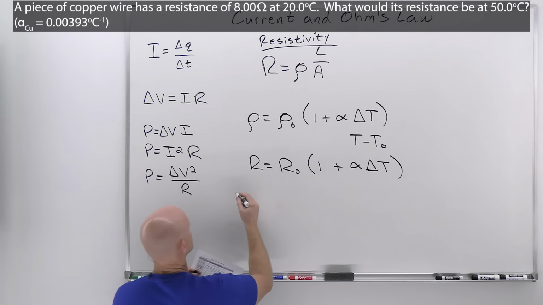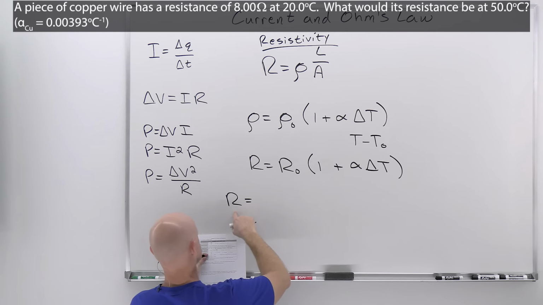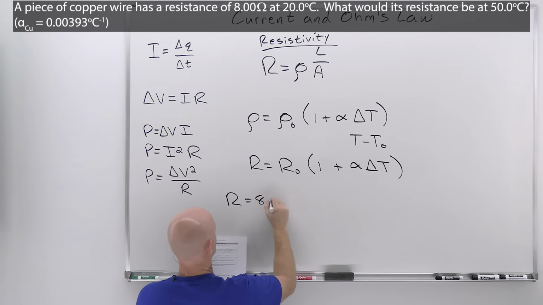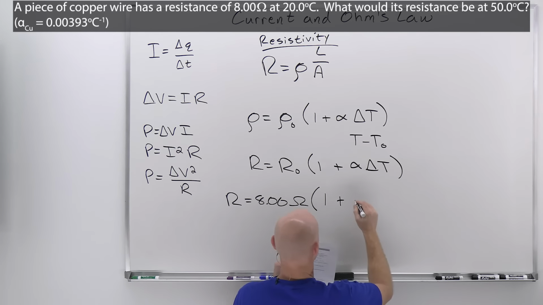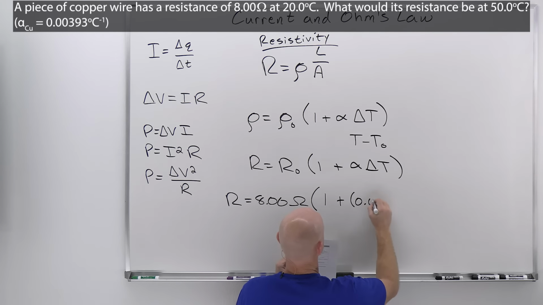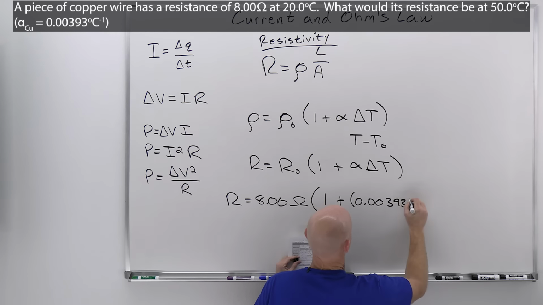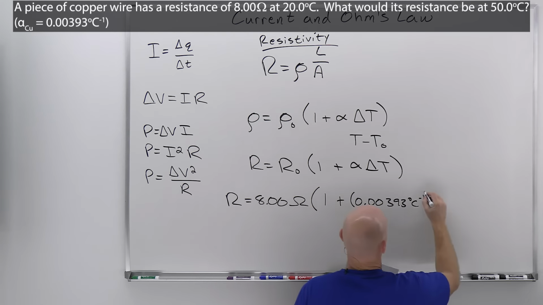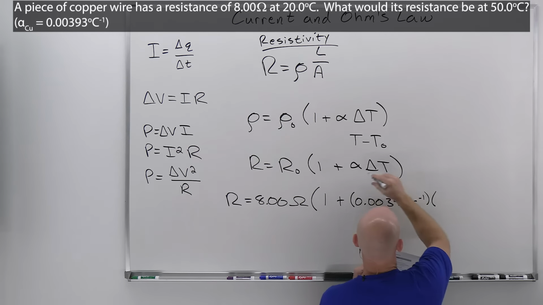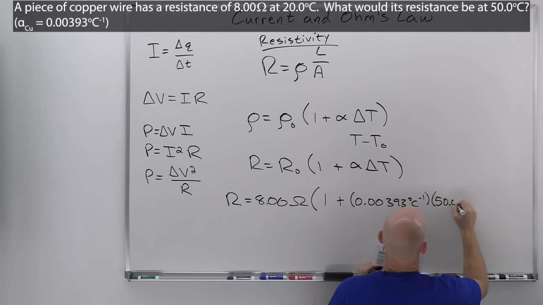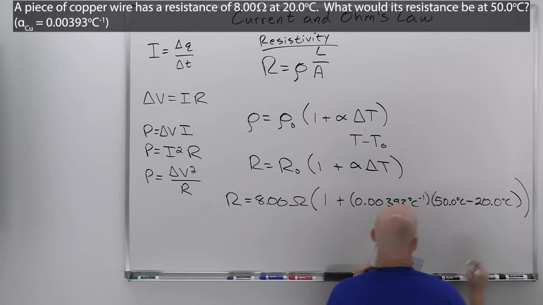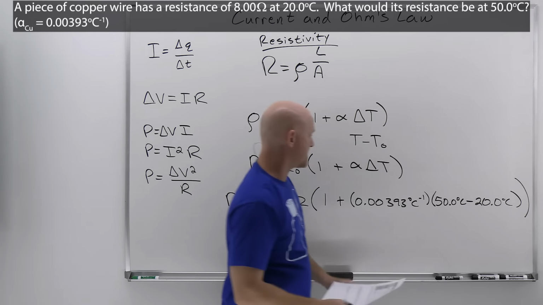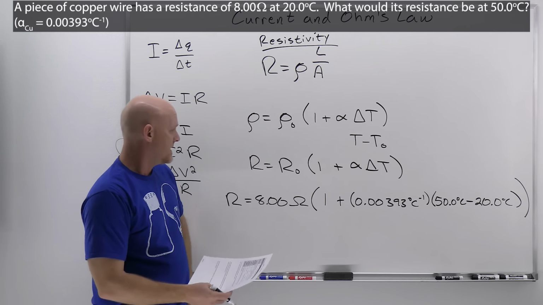So we'll use the second of these two equations to get the resistance directly. So we want to solve for that resistance at some new temperature, 50 degrees Celsius. The resistance we know is 8.00 ohms. I'll multiply that by 1 plus the temperature coefficient, given as 0.00393 per degree Celsius. And multiply that by the temperature change, T minus T naught, which is going to be 50.0 degrees Celsius minus 20.0 degrees Celsius. Cool, and make sure you get your parentheses right here, so we get a couple different sets of them.